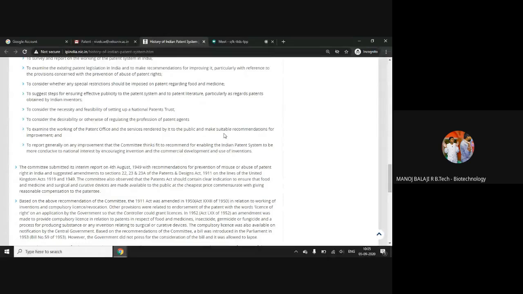Then to examine the activities of the patent office and the services it provides to the public, and to make appropriate recommendations for the improvement. To generally report any progress, it is appropriate to recommend that the Indian patent system be made more conducive to national thinking.